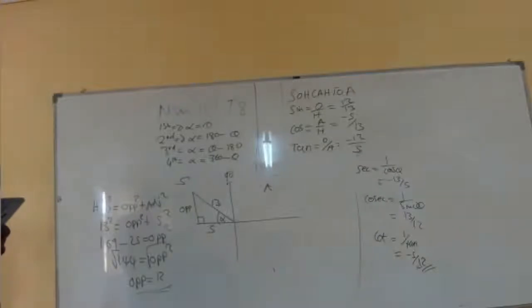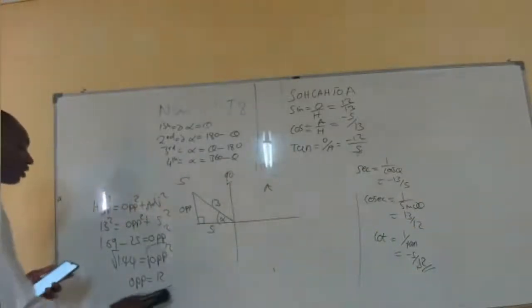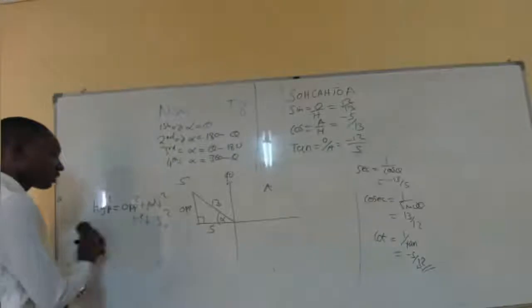The next question is saying tan theta is equal to 12 over 5, and the terminal side of theta lies in the third quadrant.